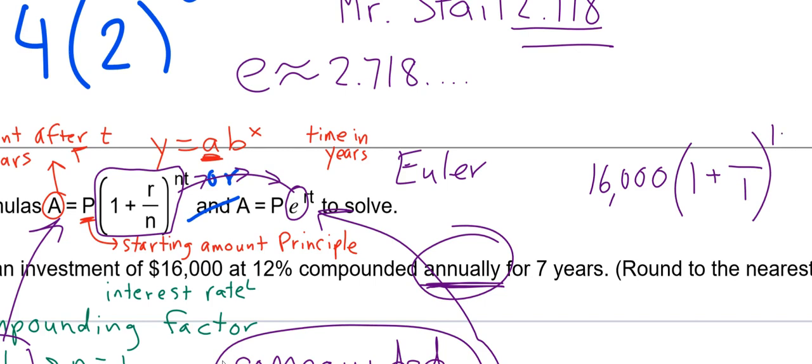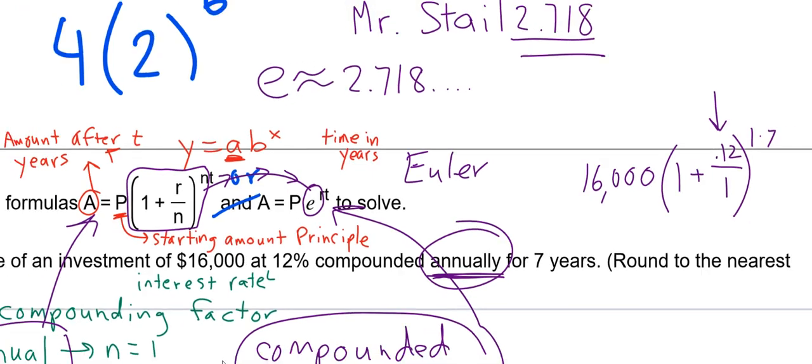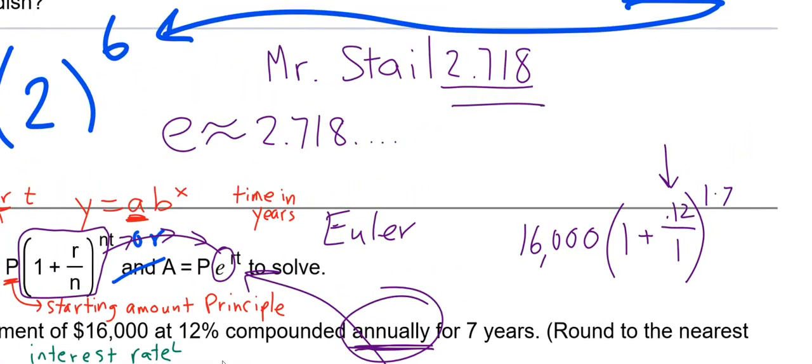How much time are we talking about? 7 years. What are we going to put in here for the interest rate? Are we going to put the whole number 12? No. 0.12. Please do not put 12. You will have a huge number there and not know why.